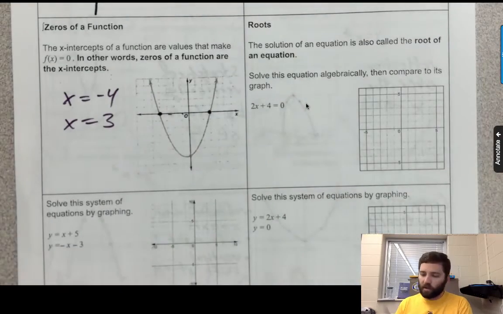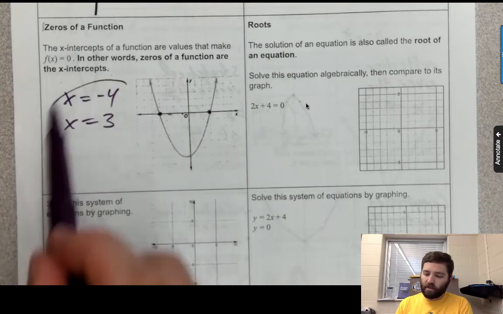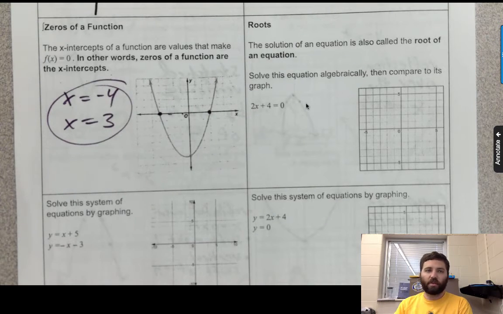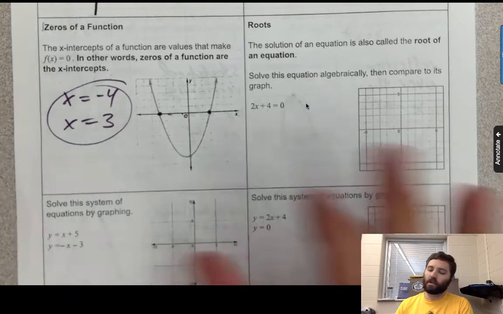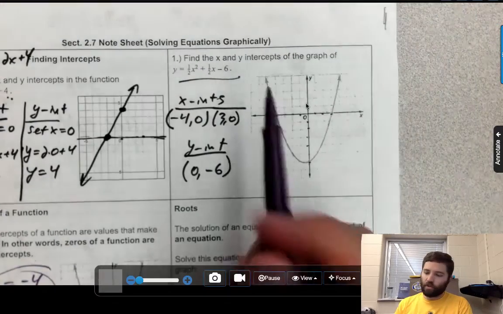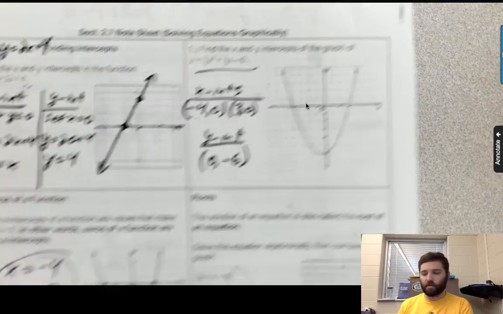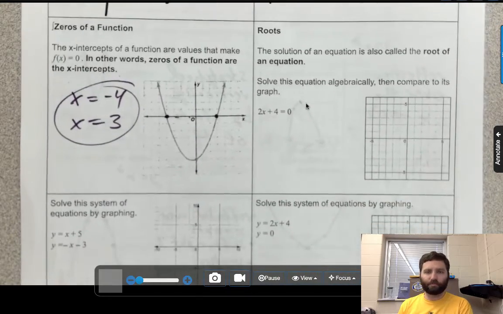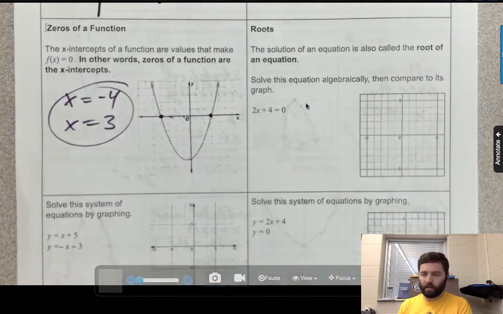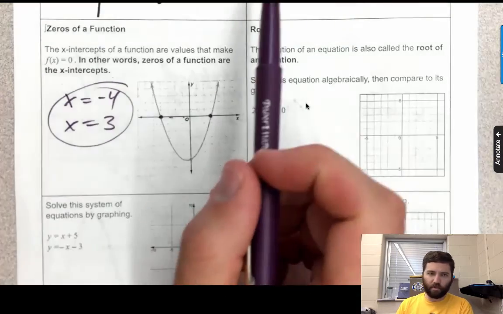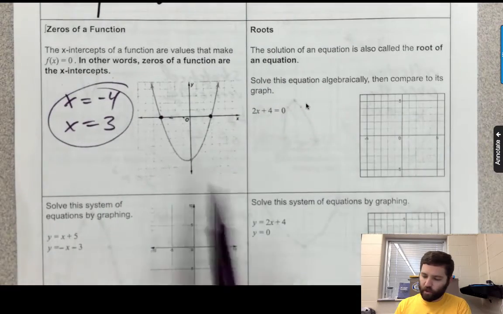Now, one little nitpicky thing: these are the zeros. Usually for zeros, you put x equals. These are the x values that make the function 0. When you're asked for intercepts, usually you put the point. So you put (negative 4, 0) and (3, 0) when you're asked for the intercepts. So slight difference, but I'm not going to mark you down on a quiz if you happen to put x equals negative 4 for an intercept, not the point.